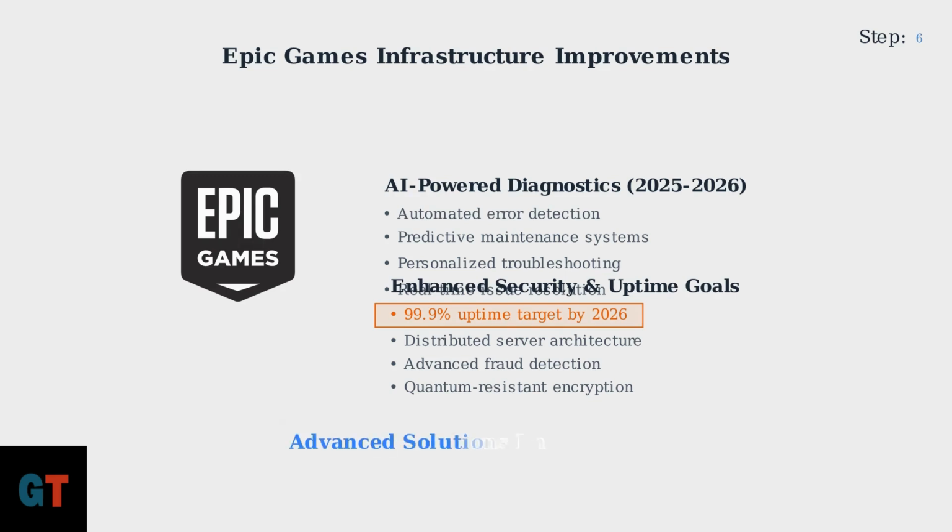By implementing these advanced solutions and prevention strategies, you can significantly reduce Fortnite login errors and maintain consistent access to the game. These technical approaches, combined with Epic's ongoing infrastructure improvements, provide a comprehensive solution to authentication challenges.